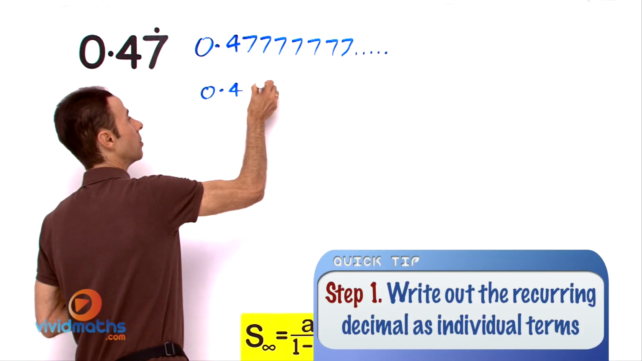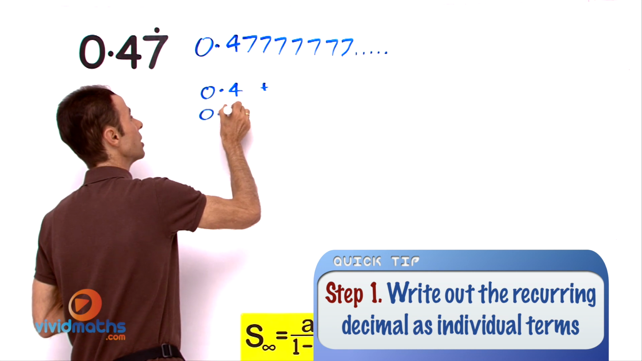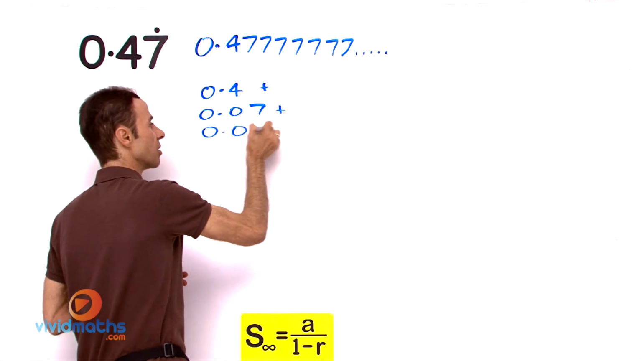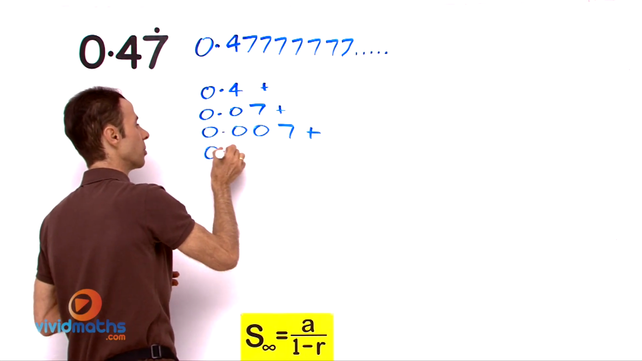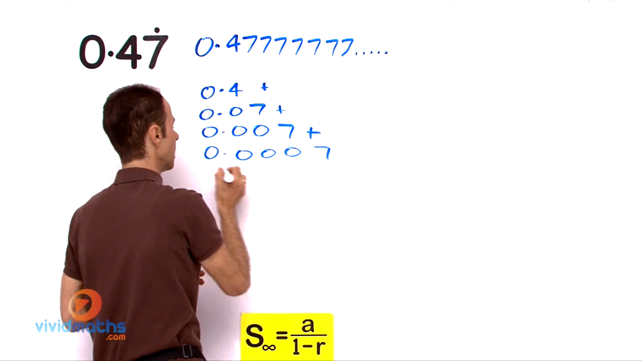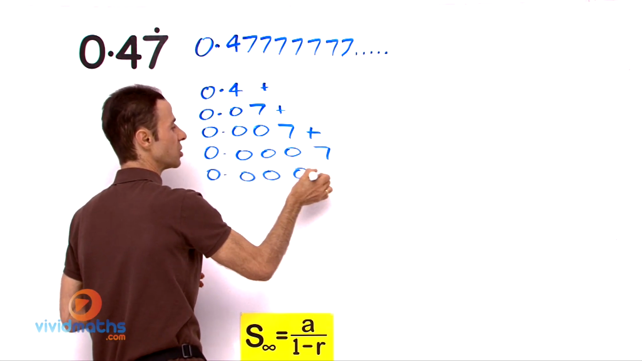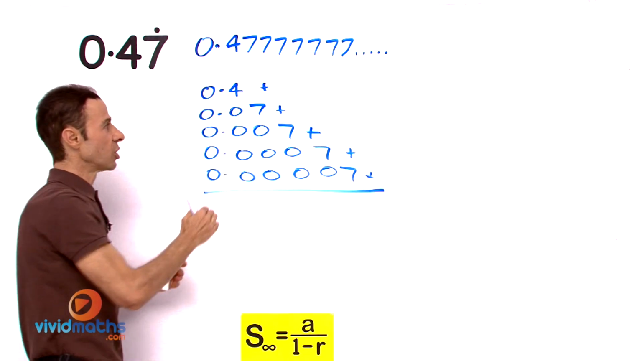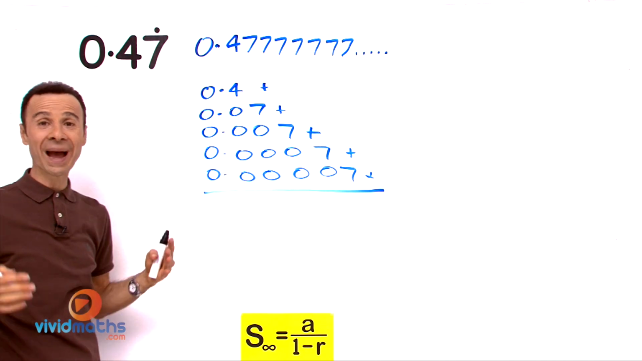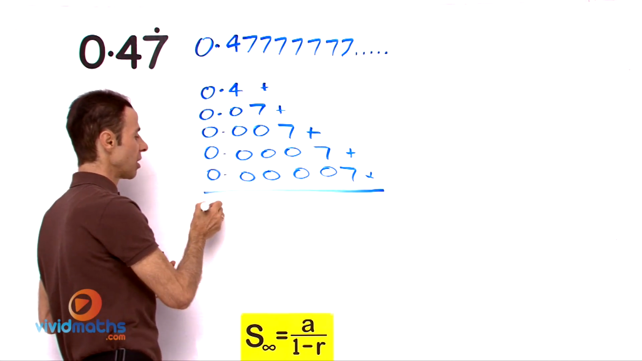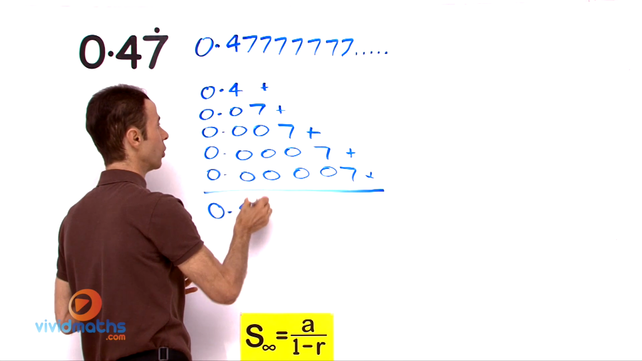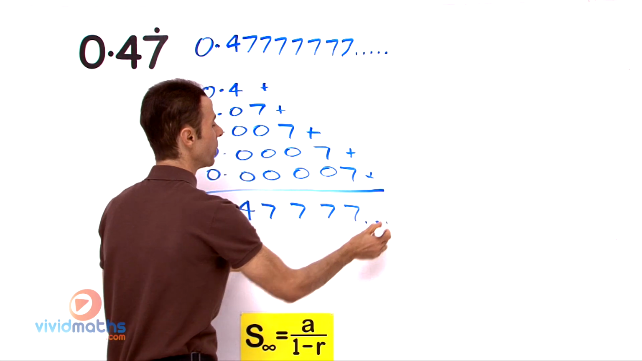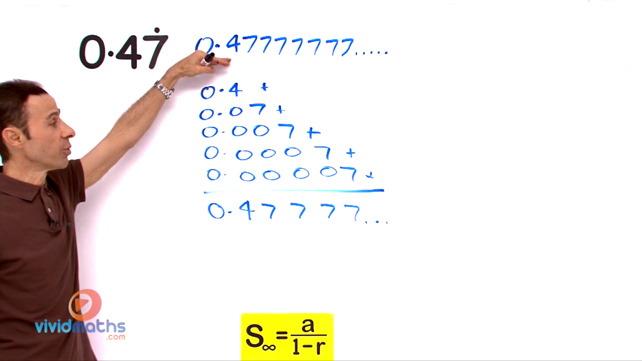0.4, that part, plus 0.07 plus 0.007, 0.0007, and so forth and so on. So if I was to sum these terms, and they are individual terms which form a series, we would have 0.47777. So that 7 will repeat itself just like up here, the recurring decimal.